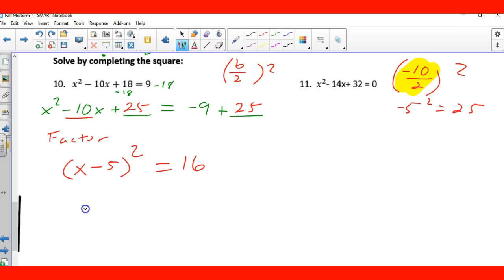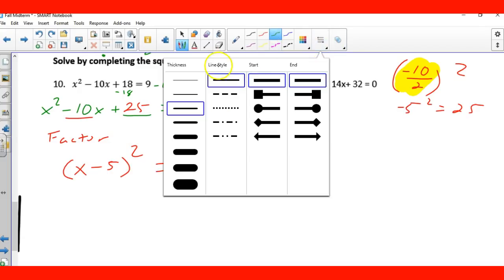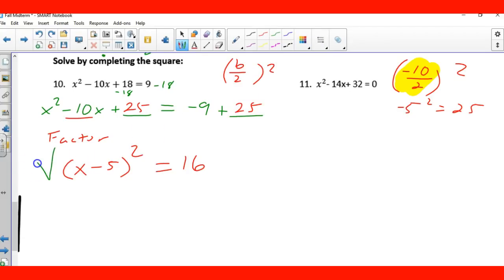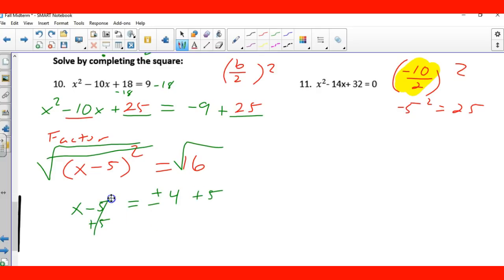Now, we got to solve this for x. To do that, what you got to do is take the square root on both sides so I can rid this square. So that's x minus 5. And over here, you're going to get plus or minus 4. The square root of 16 is 4. Don't forget your plus or minus. Now, we're going to add 5 on both sides. Now, you have x equals, you have two answers. Positive 4 plus 5, and negative 4 plus 5. Those are our two answers right there. x equals 9 and 1. Alright.